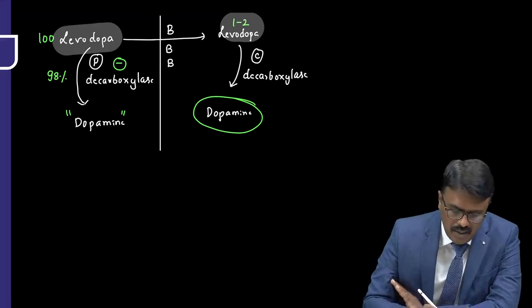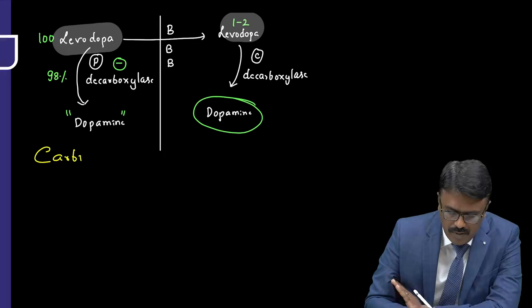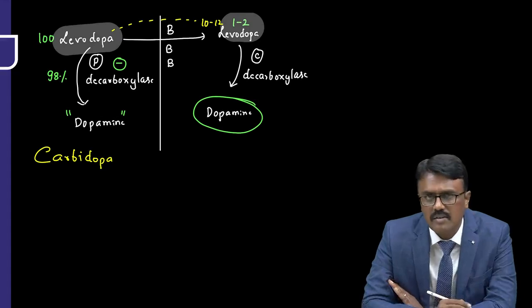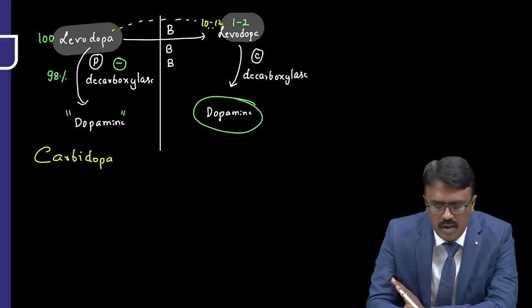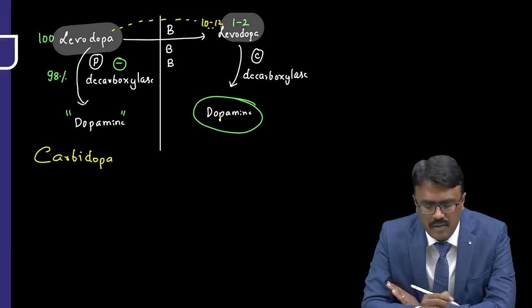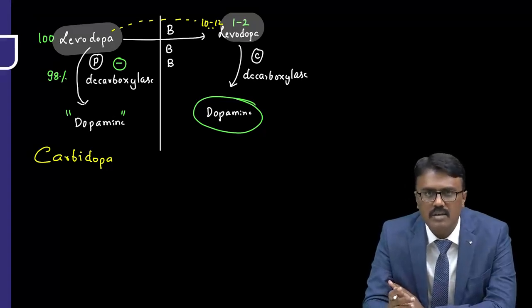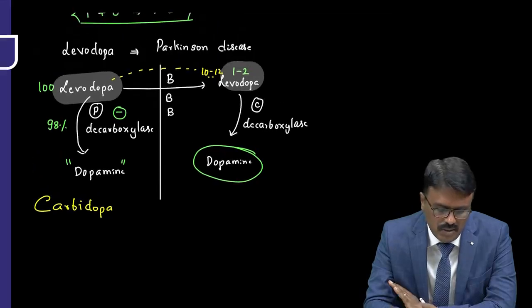The drug which inhibits that is carbidopa. So when I give carbidopa, what happens? The levodopa entering will increase. For example, 10 to 12 will enter. If 10 to 12 are going inside, more dopamine is formed and the efficacy of the drug increases. So more dopamine enters inside and the efficacy increases. That's the point here.